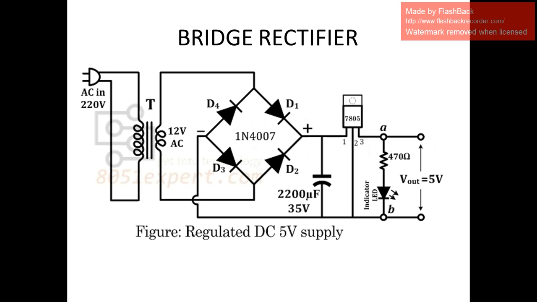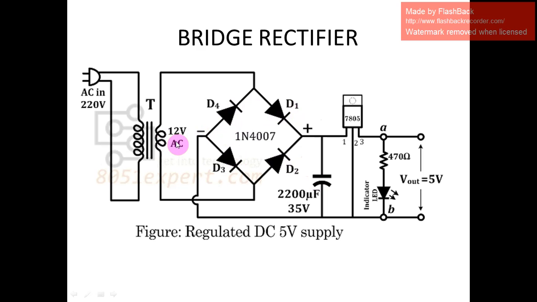Next we will discuss the bridge rectifier. Here also the same thing: the 12 volt AC is fed. In the first half cycle, diode 1 and diode 3 will operate. In the second half cycle, diodes 4 and 2 will operate, and it will rectify the 12 volt AC supply into DC supply.